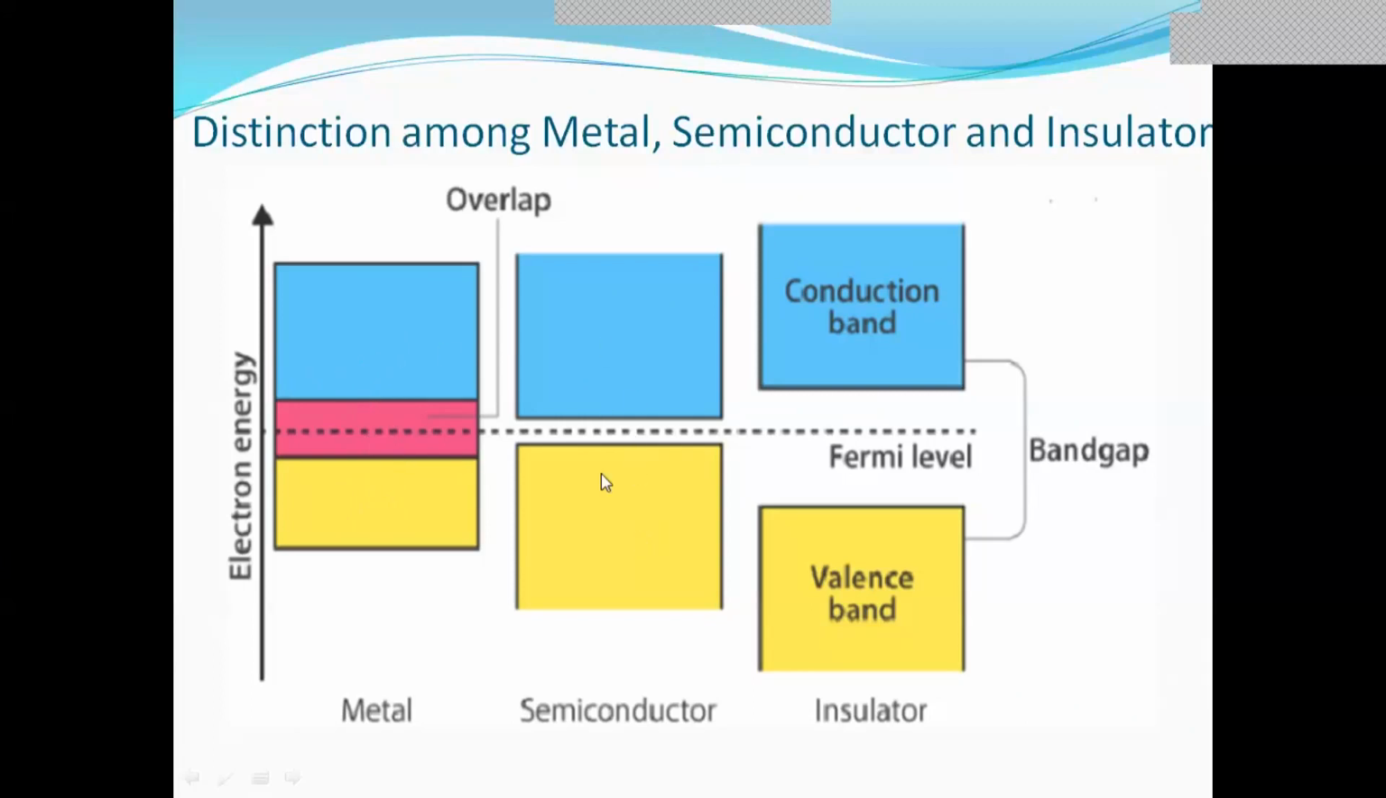The middle picture is shown for semiconductors. In semiconductors, this yellow colored valence band is seen and blue colored conduction band is also there, but they are not overlapping with each other. They are separated by a very small gap. And because of the small gap, a comparatively less number of electrons can move from valence band to conduction band. And therefore, electric conductivity is comparatively less.